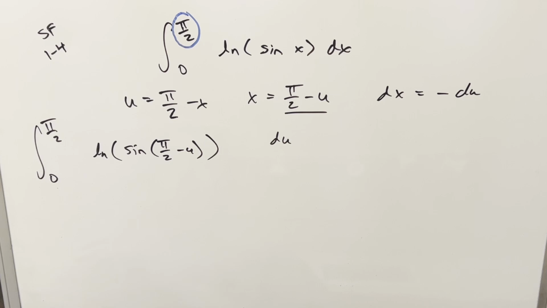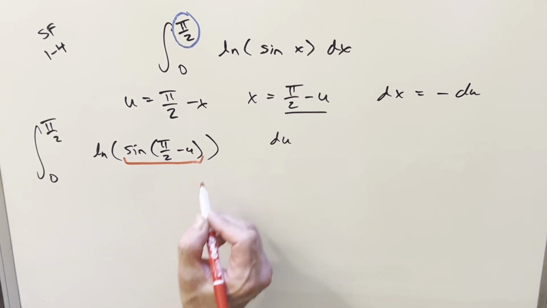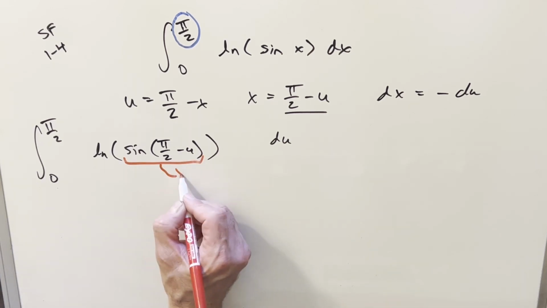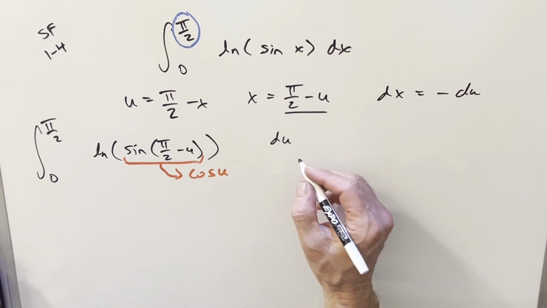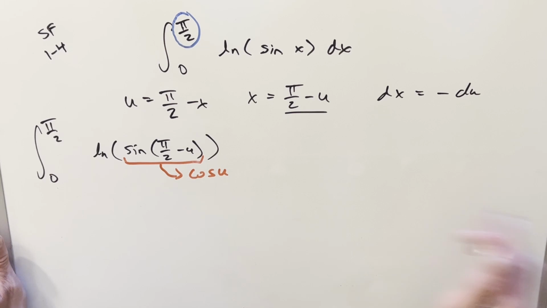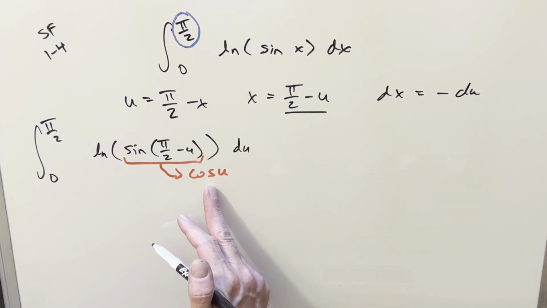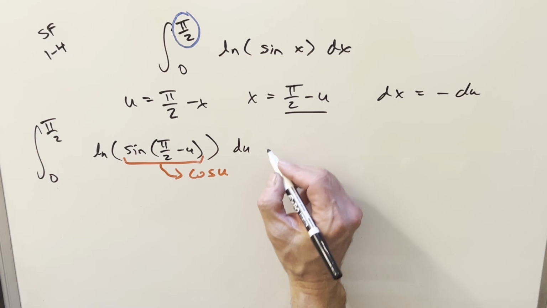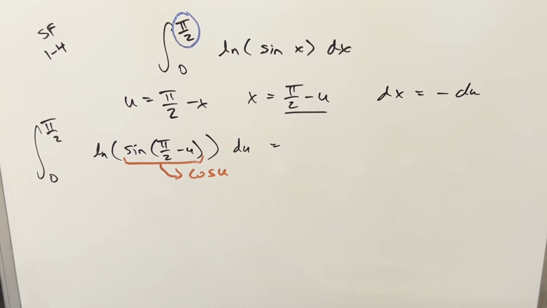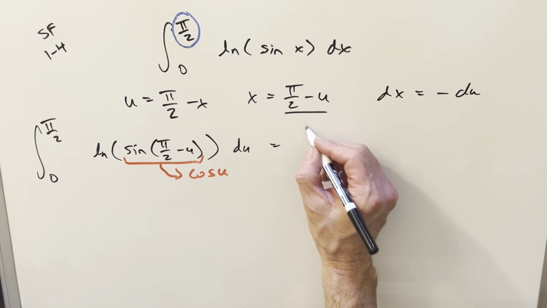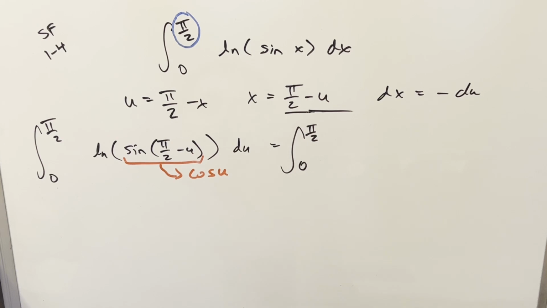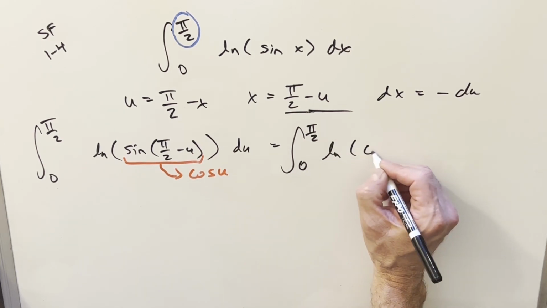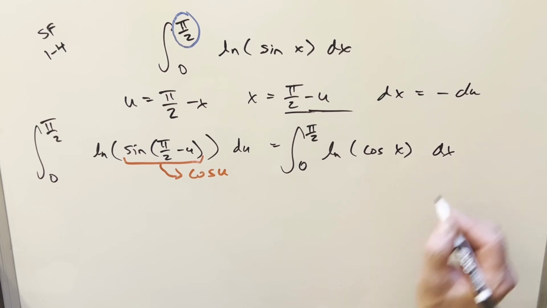Next I just want to notice here, sine of pi over 2 minus u is just the complementary angle formula. So this is going to be the same thing as cosine of u. So now I'm going to rewrite this. We're going to have cosine of u, but I'm also going to change the variable to x. Just notice that because it's a definite integral, changing the variable is not going to bother us. So I'm going to change this back to x. That's not the best integral sign, but I'm just going to deal with it. So we're going to have natural log cosine of x dx.